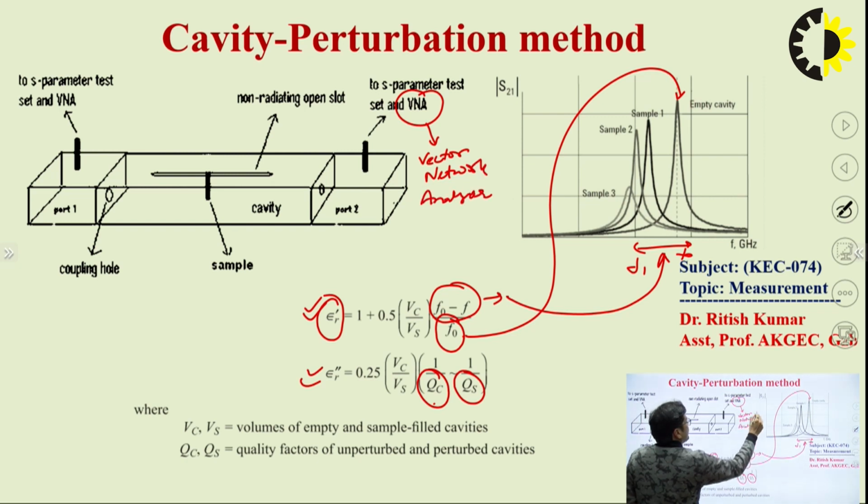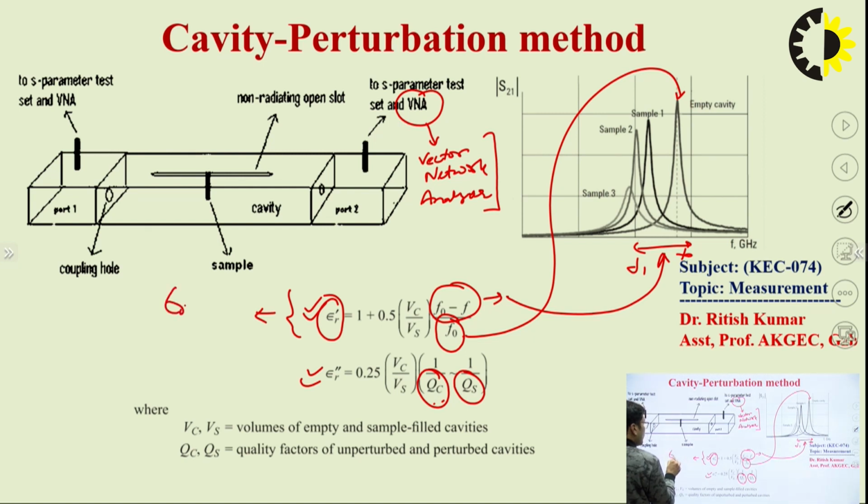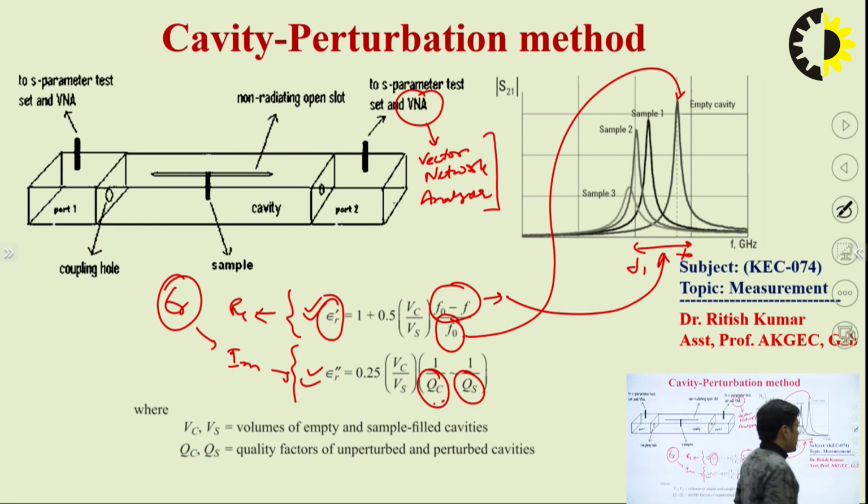By using this VNA we can directly read the value of the quality factor. So by putting all these values we get the real value of the relative permittivity and the imaginary value of the permittivity. At last, we are able to calculate the value of the relative permittivity of the material. So I think this cavity perturbation method you can understand.